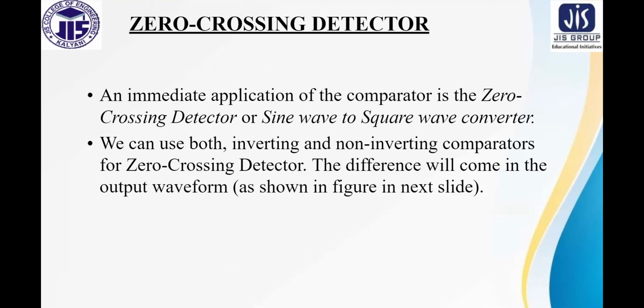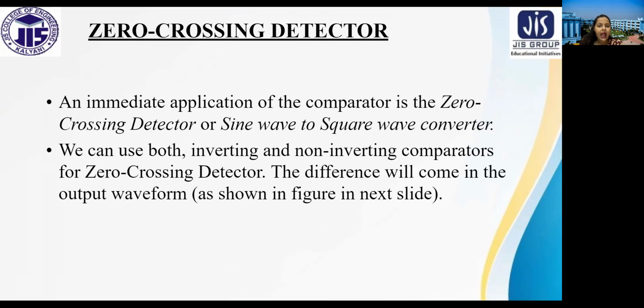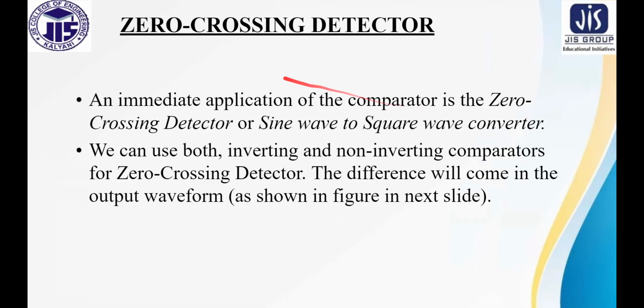Next, zero crossing detector. An immediate application of the comparator is the zero crossing detector or sine wave to square wave converter. We can use both inverting and non-inverting comparators for a zero crossing detector. The difference will come in the output waveform. Let us see first.